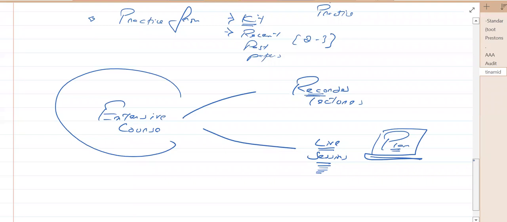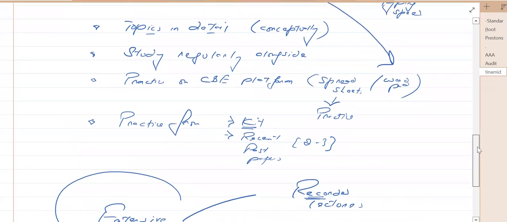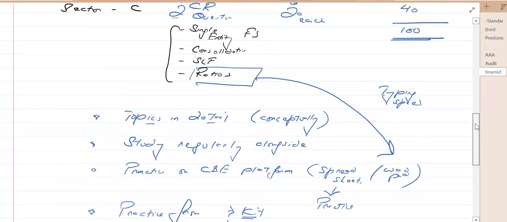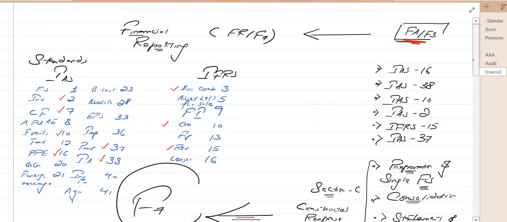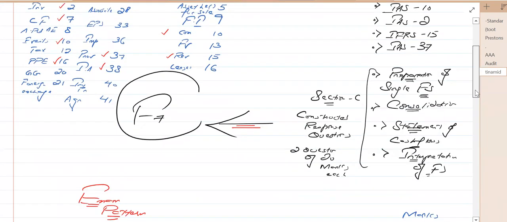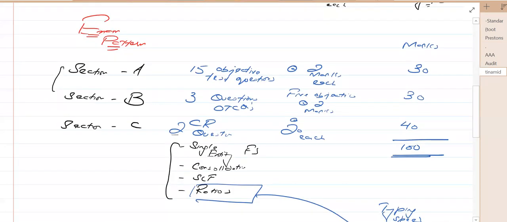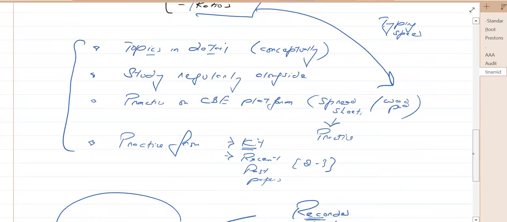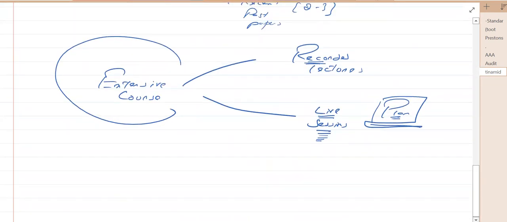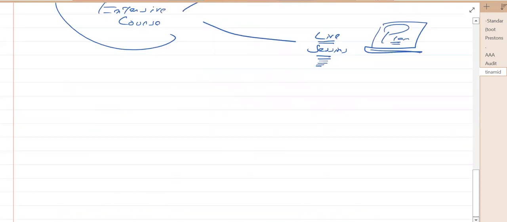But if you have only opted for the recorded lectures and no live sessions, then you can only prepare yourself from the recorded lectures. So this is all about the financial reporting exam. I've mapped this for you with F3, and I've already explained the exam pattern. Make sure that you are doing each and every topic because there's no choice for it. And there are a few things that you need to do in order to pass this exam in the first attempt. And then the extensive course, live sessions plus the recorded classes.